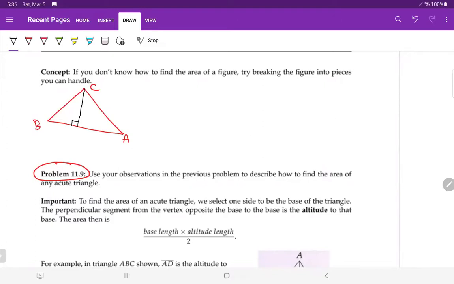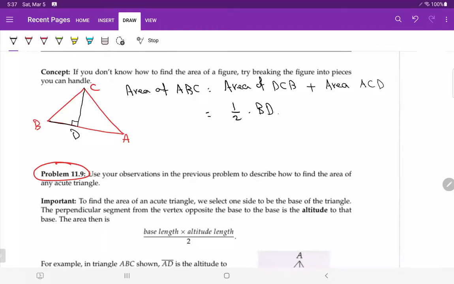So we need to create legs here. Now we created legs, so we can say the area of ABC is equal to the area of BCD plus the area of ACD, where this is D. What is the area of DCB? The product of the legs times half. The other one, also the product of the legs times half.